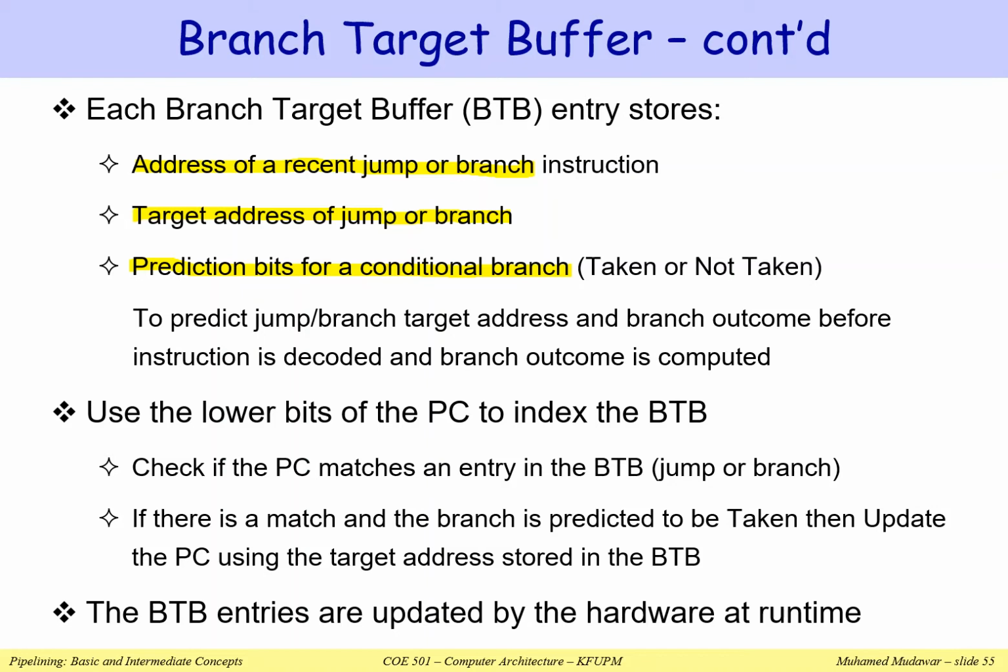So we use the lower bits of the PC to index the branch target buffer. Okay, so this is the same way that we index a cache, and we compare the PC against the entry in the branch target buffer. Okay, so we use a comparator to see if we have a hit or a miss. Hit means that we found the entry in the branch target buffer. A miss means that the entry was not found. So these branch target buffer entries are updated by the hardware at runtime.